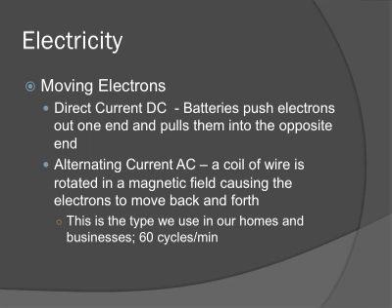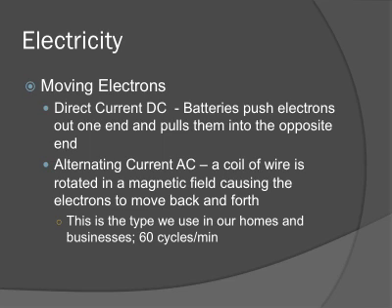Okay? Alternating current, this is what we think of when we think of electricity in our house. This is a coil of wire, and it is rotated in a magnetic field, causing the electrons to move back and forth. And when I say move back and forth, I'm talking about 60 times per minute. So they're moving back and forth 60 times in 1 minute. That's pretty fast. This is what we think about when we're thinking about our homes and our businesses. This is the type of electricity that we're using.